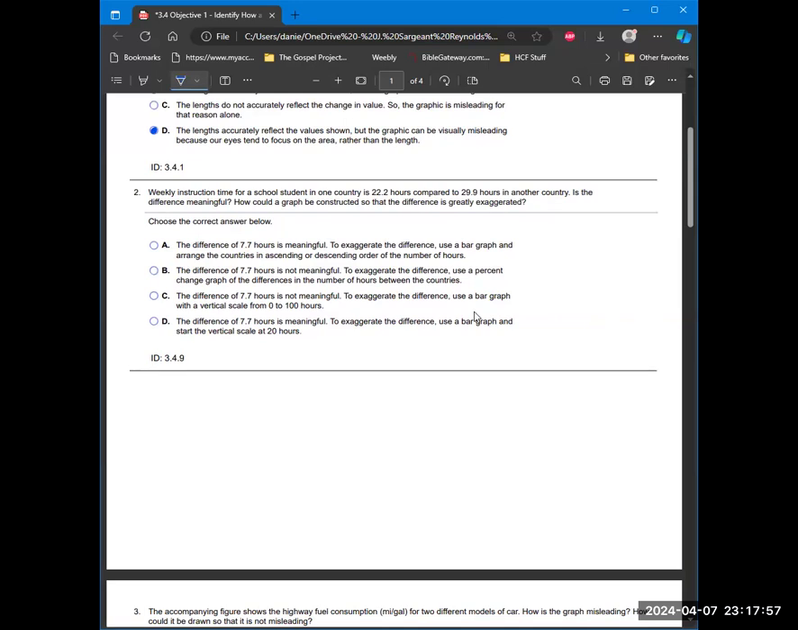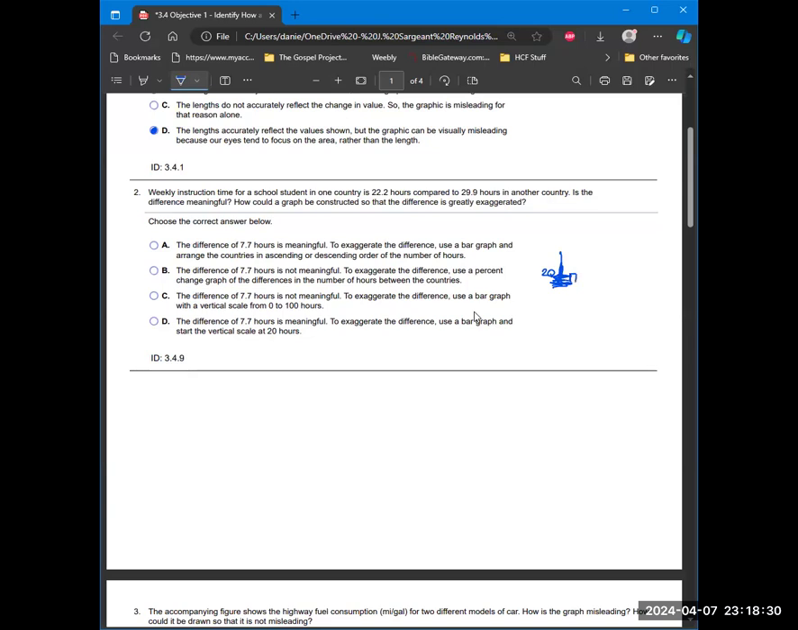If you skip the portion from 0 to 20, and you do a little, we'll see this symbol sometimes where you do this thing that looks like a little lightning bolt that shows that you skipped some stuff, and you go straight from 0 to, and then you put right here this little lightning bolt thing and you start with 20. Then you have compressed it and you exaggerate the difference.